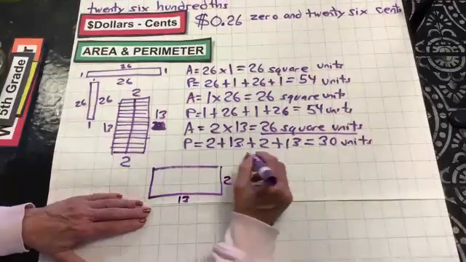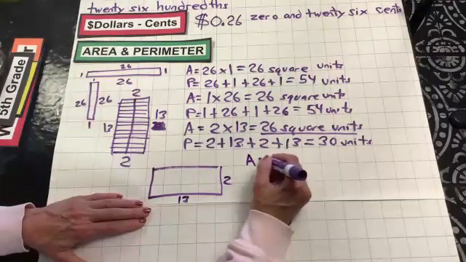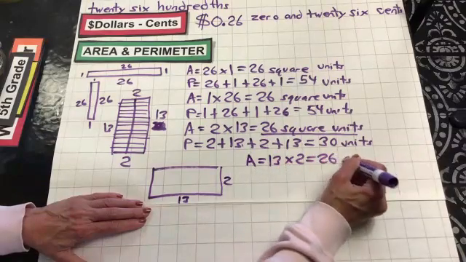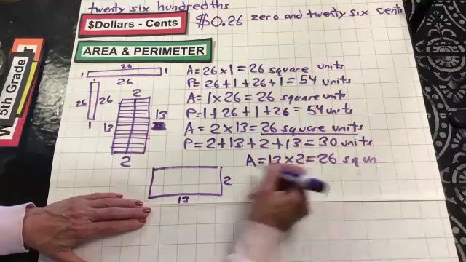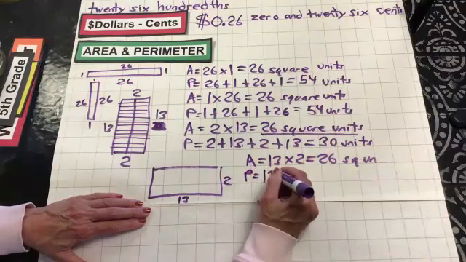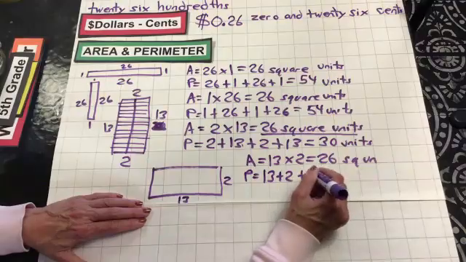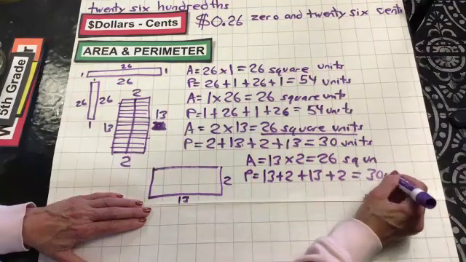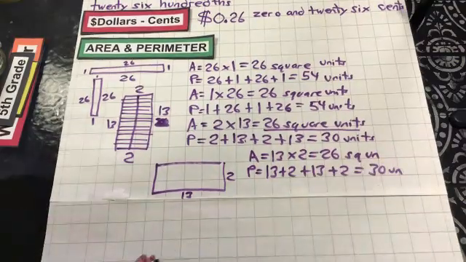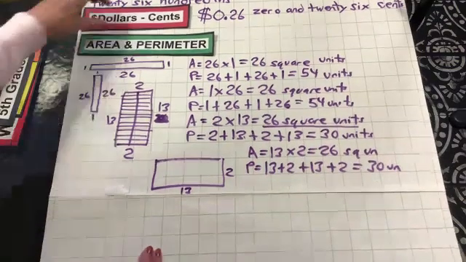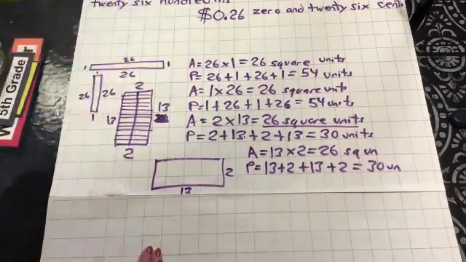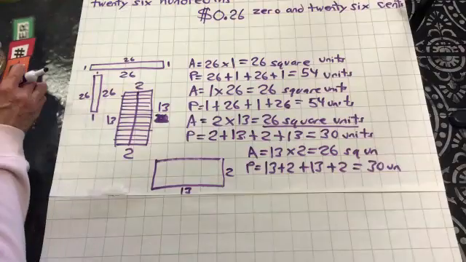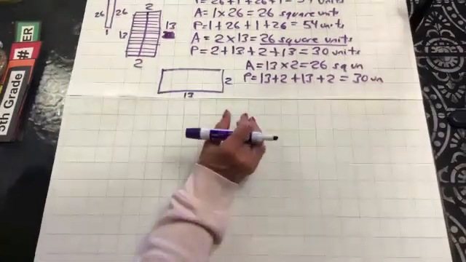All right, let's go this route and make it 13 by 2. So this would be area 13 times 2, which we know is 26 square units. And the perimeter would be 13 plus 2 plus 13 plus 2 equals 30 units. Nice. All right, our area and perimeter is done. Hopefully you've written these all down as we went. And let's move on to volume.